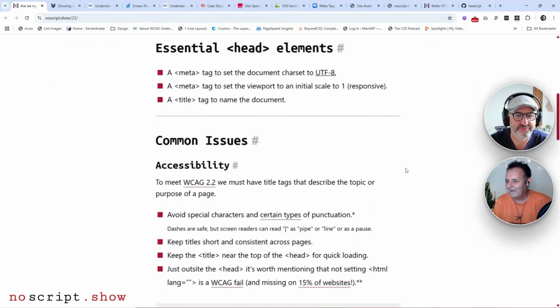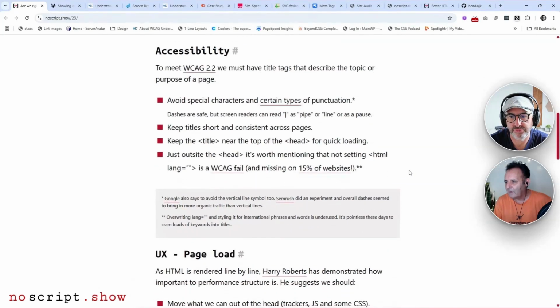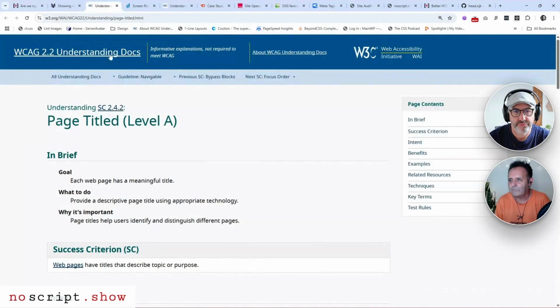Yeah. So really, the rest of this is about the common issues. Many of these, if not most, I didn't know, and this is through other people's work. So for accessibility to meet the basic standard I put down here, WCAG 2.2, we must have title tags that describe the topic or purpose of a page. I've got the document up here for those who can see it on YouTube. So we just need to make it clear and consistent what our pages are telling us.